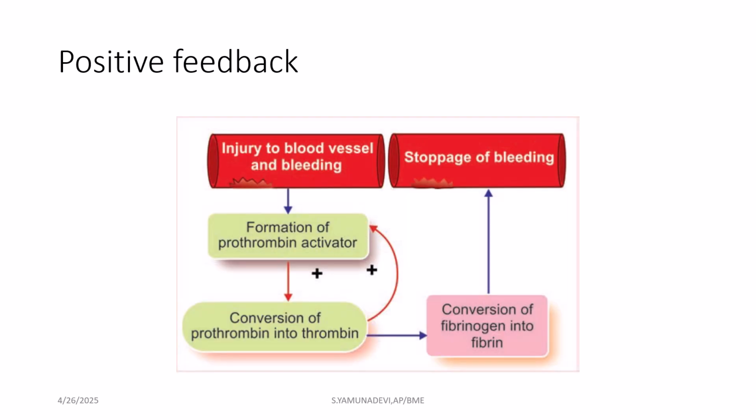This happens if there is any injury to a blood vessel or bleeding: the prothrombin activators are formed and activated. Then prothrombin is converted into thrombin, then fibrinogen is converted into fibrin, and then it will stop the bleeding. And this is an example of positive feedback for maintaining the body's homeostatic conditions.